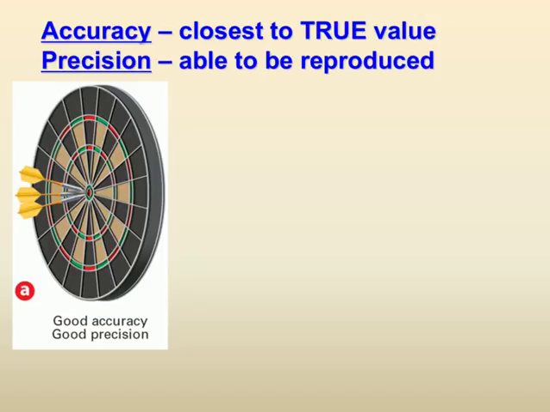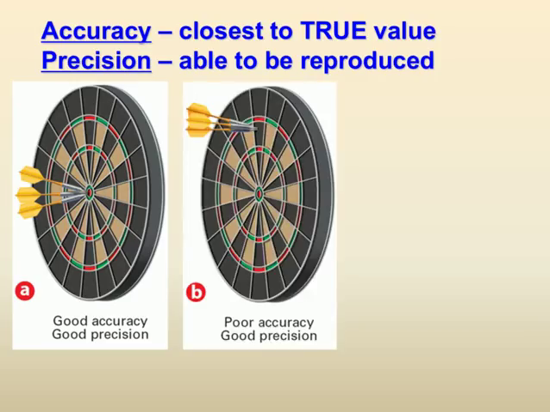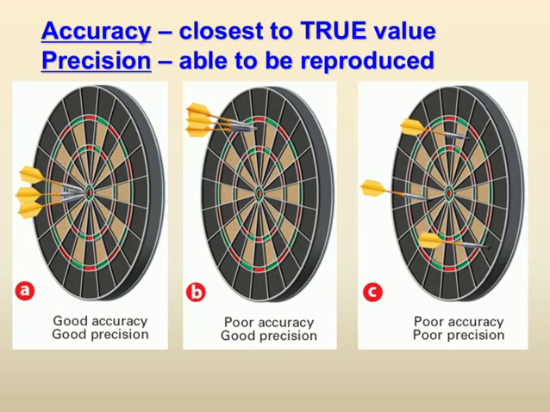Here we have the dartboard example again, where good accuracy, we're hitting the bullseye, and good precision, they're all grouped together. Here we have poor accuracy because we are not hitting the bullseye, but we have good precision because of the tight grouping. But then we have poor accuracy because we're not close to the bullseye, and poor precision because the grouping is poor. All right, so let's talk about error.